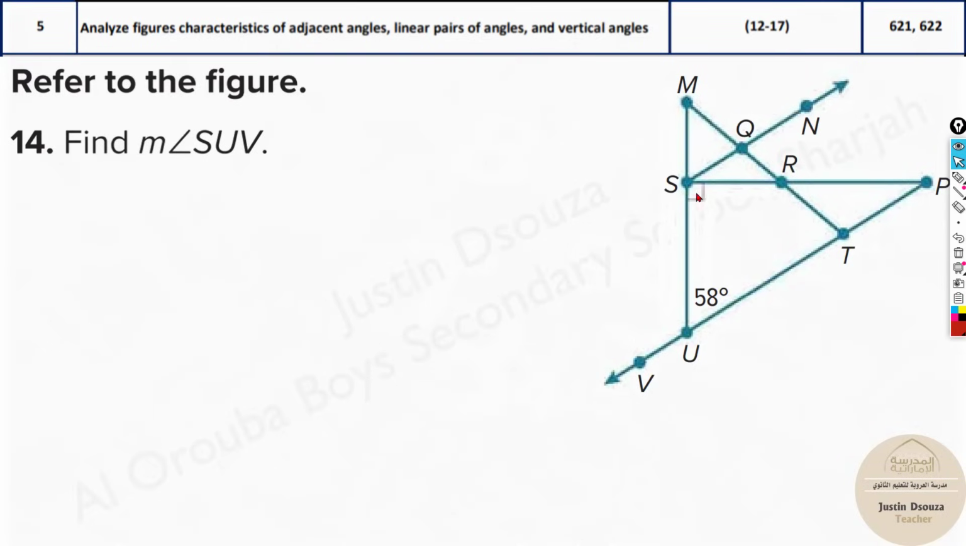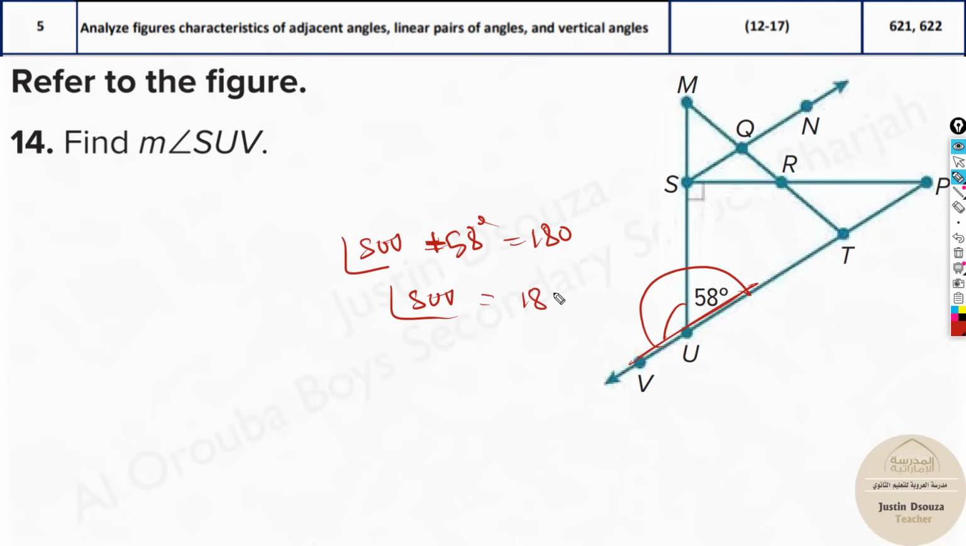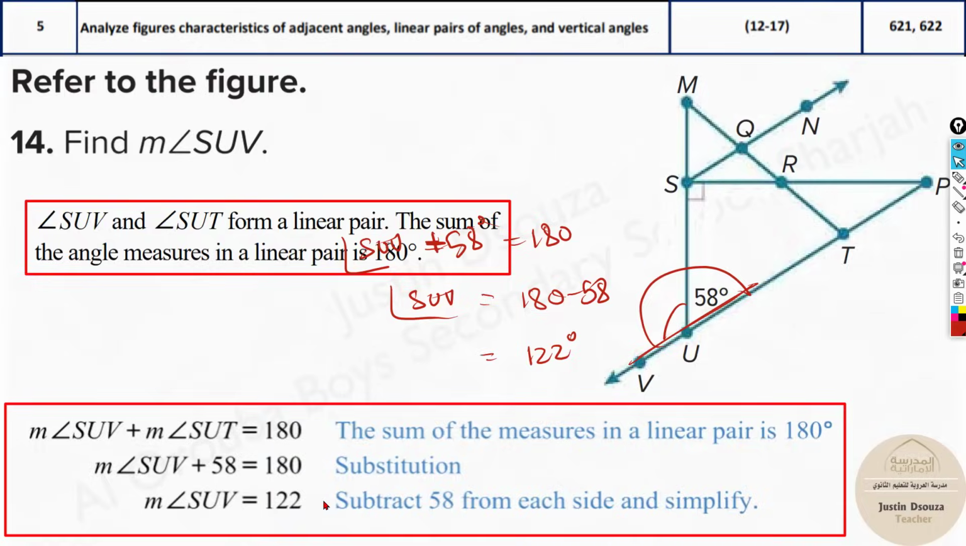Now find the measure of angle SUV. Now they have not given the measure of this angle but they have given the other one. This is a linear pair because they are on a straight line. So when you add up angle SUV plus this other angle, that is SUT, that is 58 degrees, it must be 180 degrees. Now you can easily solve it by taking 58 to the other side, subtract it from 180. It will be 122 degrees. So that is the answer, it's 122 degrees.